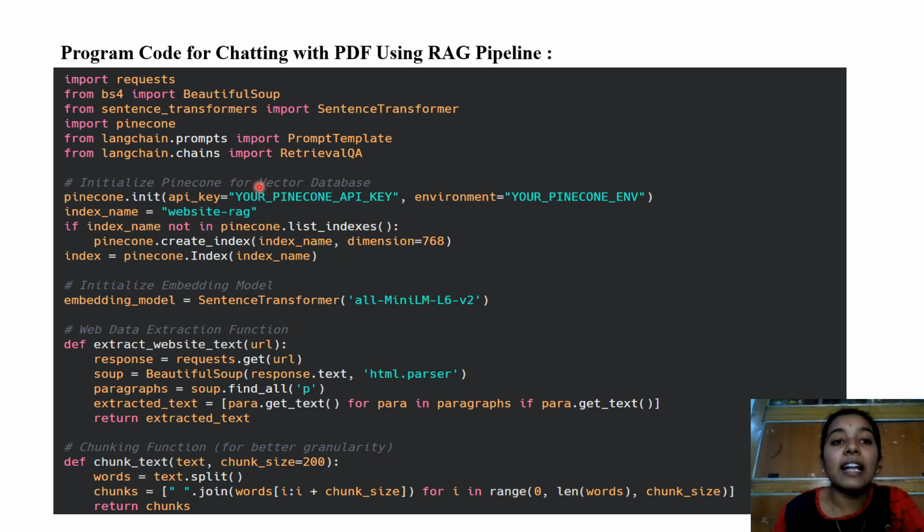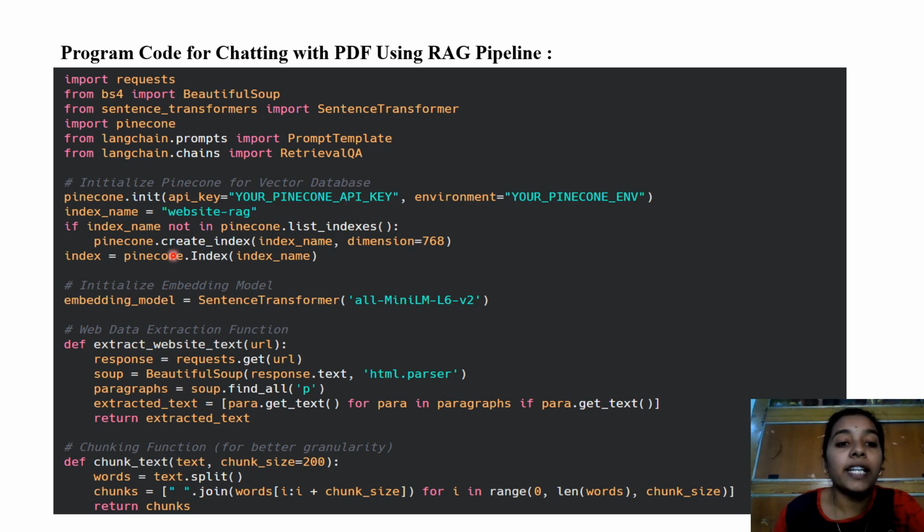LangChain. LangChain prompt templates and LangChain chains RetrievalQA. These are parts of the LangChain library which helps with prompt engineering and building a QA system using content and retrieved information. Next, Pinecone installation. pinecone.init initializes the Pinecone client with your API key and environment.